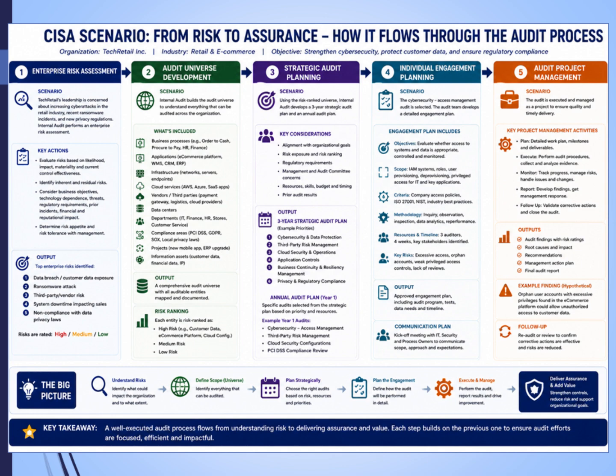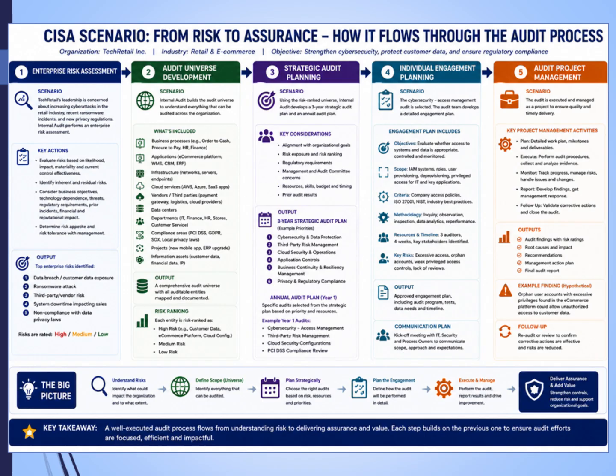In this example, a potential finding could involve orphan user accounts with excessive privileges that may allow unauthorized access to customer information. Management would then be expected to implement corrective actions, and internal audit would later perform follow-up activities to confirm that the risks were properly addressed. The key takeaway from this entire scenario is that risk drives the audit process from beginning to end.